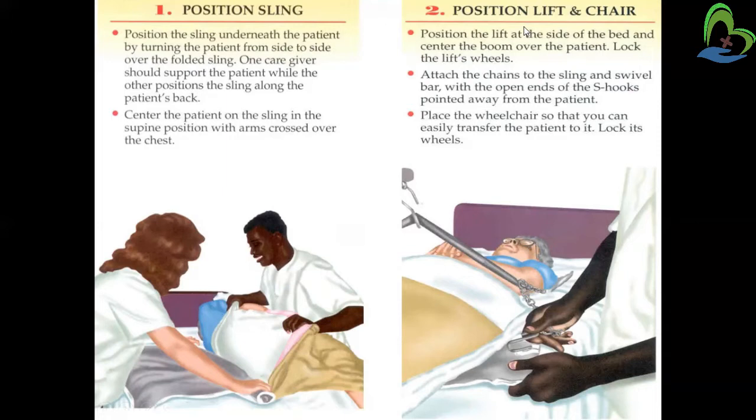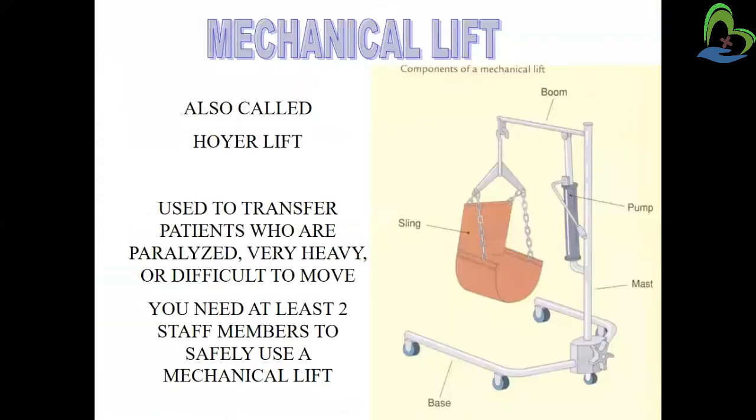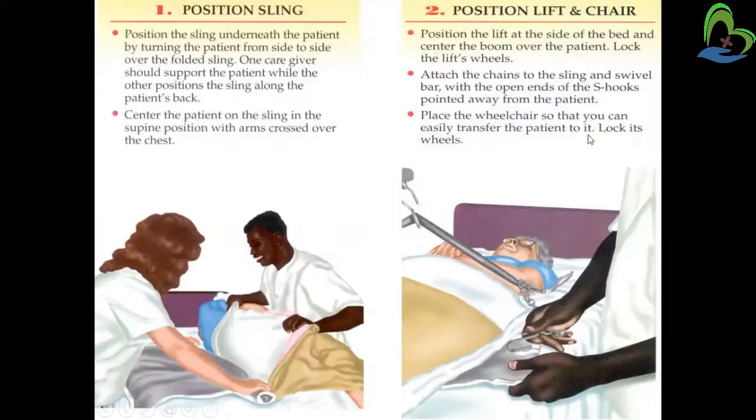Next is positioning the lift. Position the lift at the side of the bed and center the boom over the patient. This is the boom area, as shown in the figure, which we position over the patient's bed. As shown in the image, one caregiver or assistant can help position the boom at the patient's bed and lock the lift's wheels. Always lock the wheels after positioning next to the client.